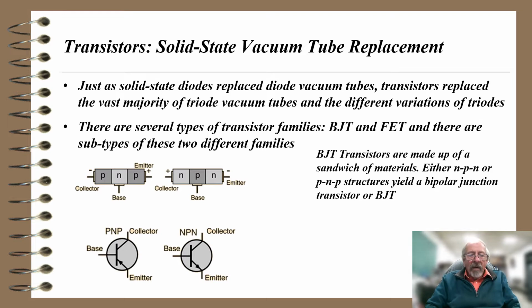On the right-hand side, we have an NPN sandwich, and again, collector, base, emitter. Down below, it shows the NPN transistor, and notice the emitter now has the arrow pointing out, so we call that not pointing in, and we recall that as being an NPN transistor. Again, the base for that NPN controls the flow of current between the collector and the emitter. So bipolar junction transistors are made up of a sandwich of materials, either NPN or PNP structures. They yield a bipolar junction transistor, or BJT.